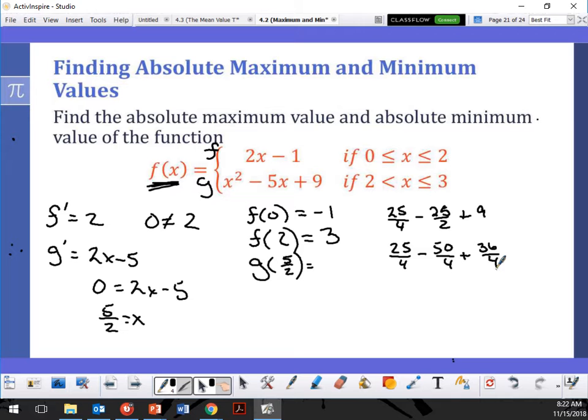Wait, hold on. You're right, that's negative. So what do I get? 11. 25 minus 50 plus 36, yeah, you're right. 11 over 4.